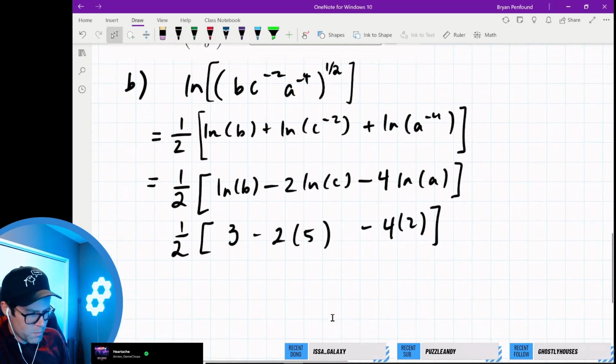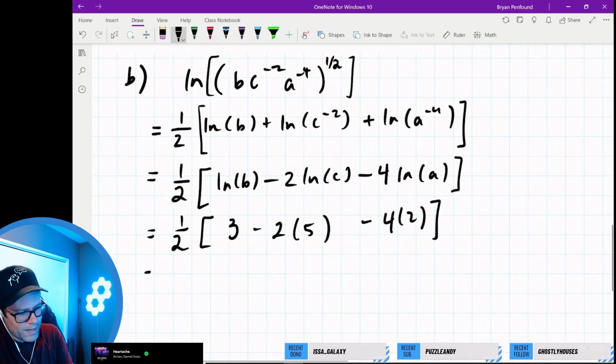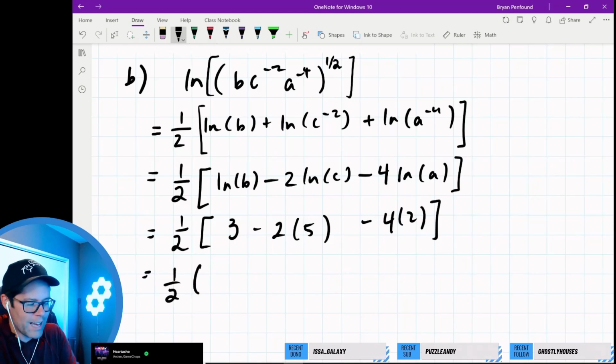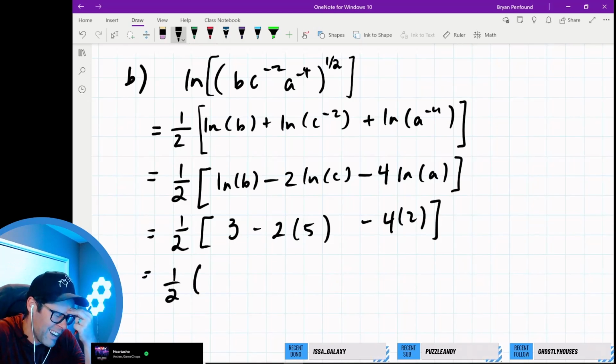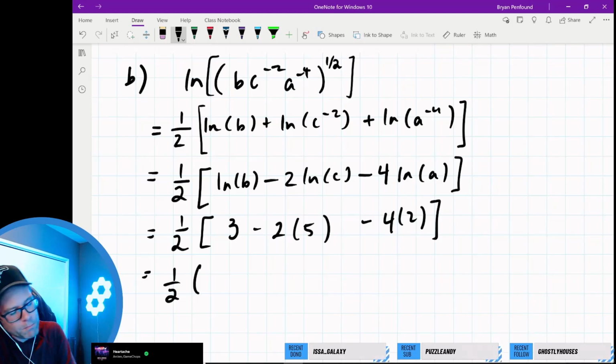Does that come out to be an even number? Can we actually divide that in half? So 1/2, we need 3 take away 10, take away 8. Isn't that 15? 3 take away 10 is -7. Take 8 more is -15. So it's -15 over 2.